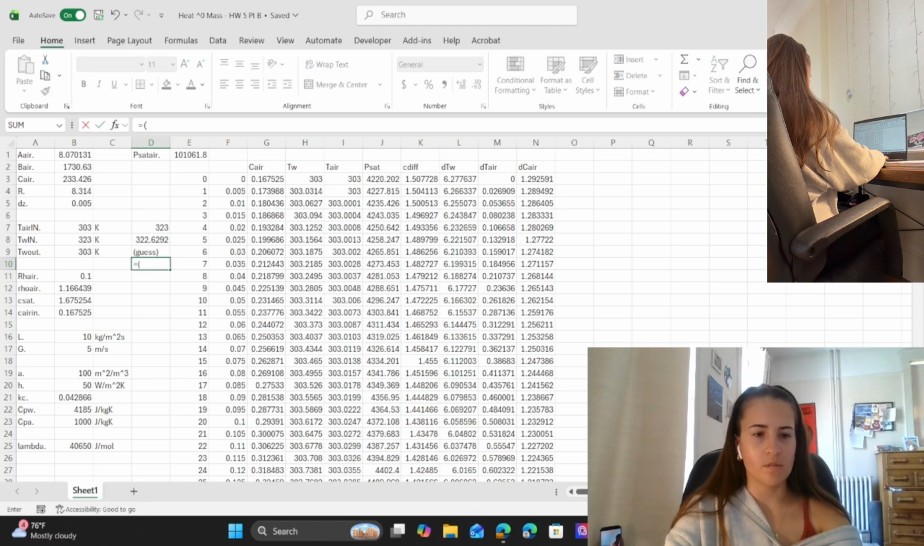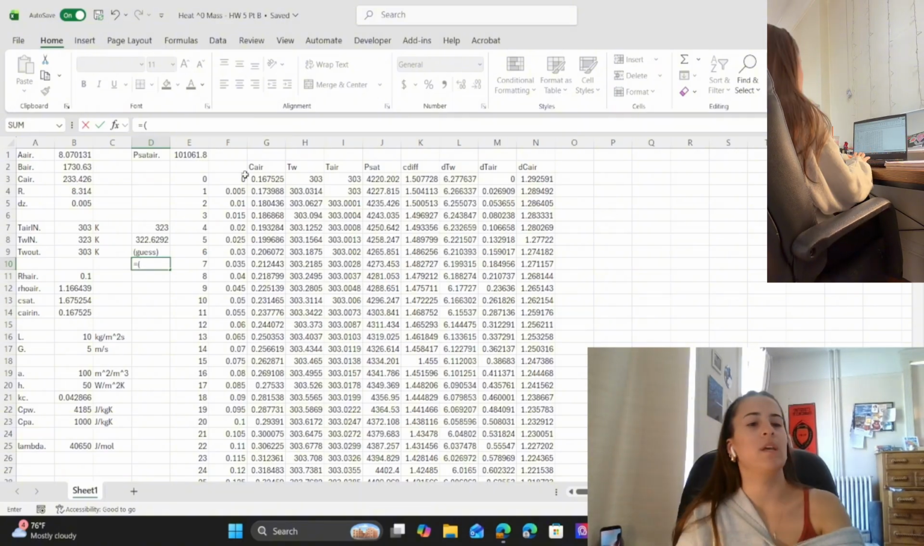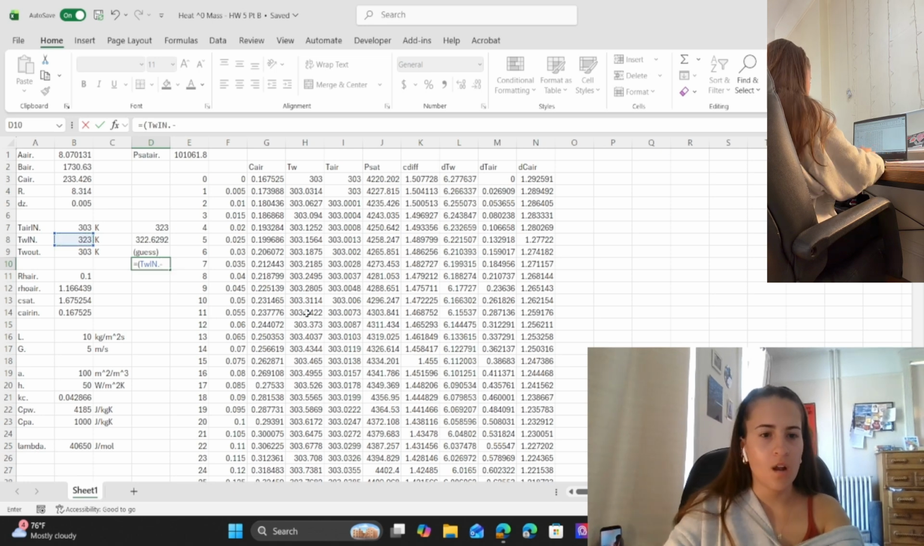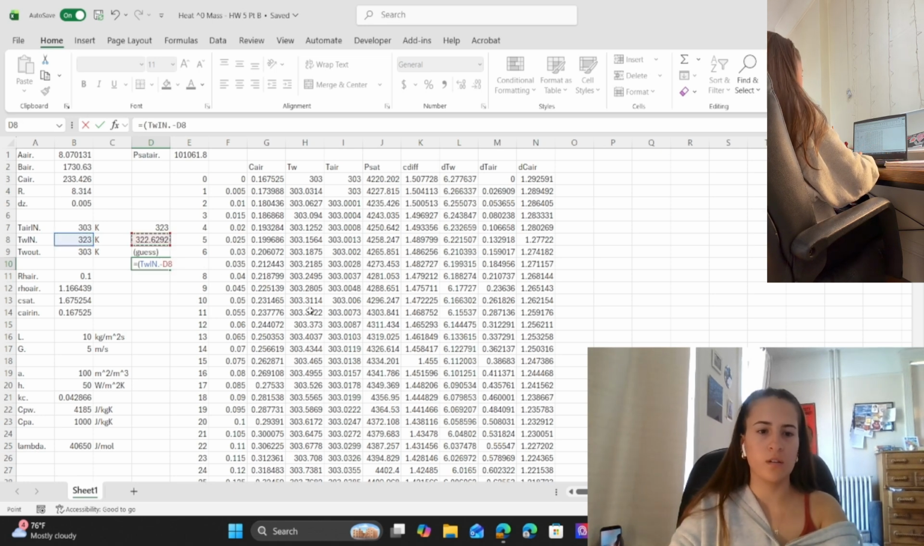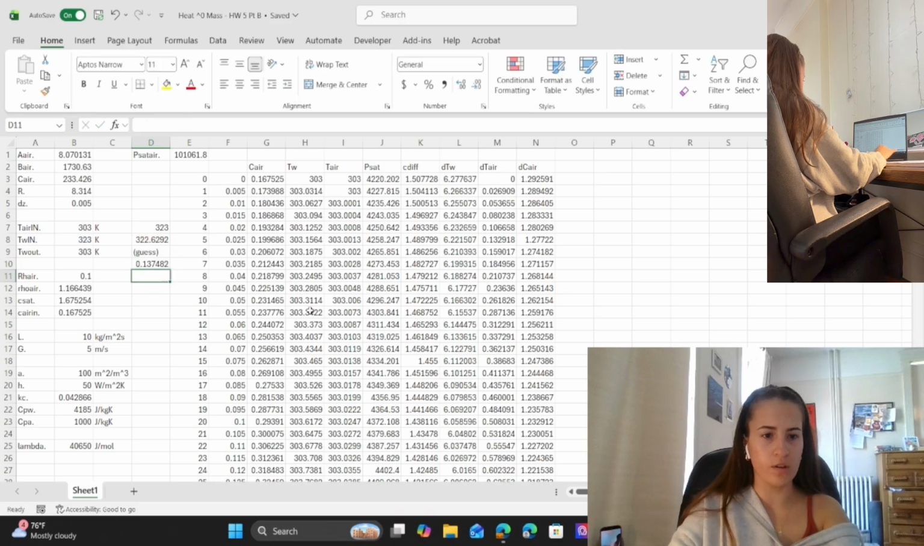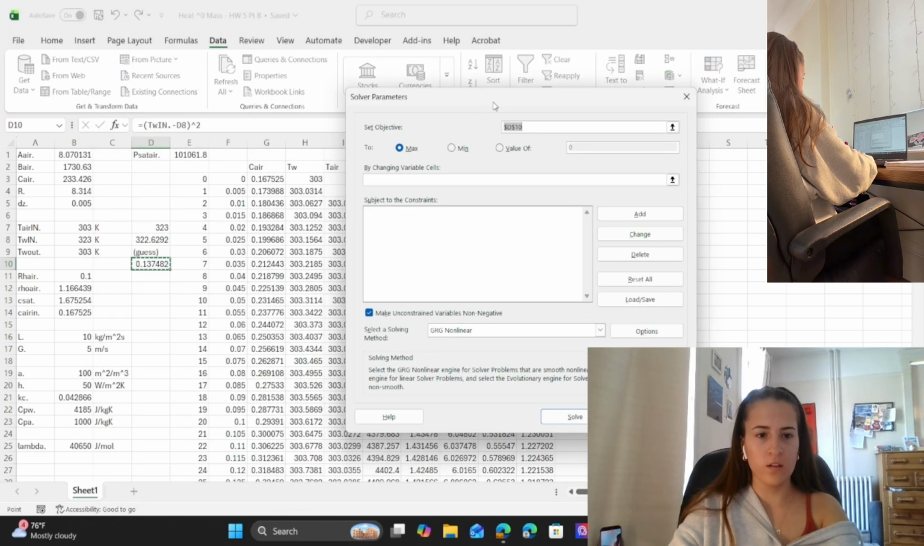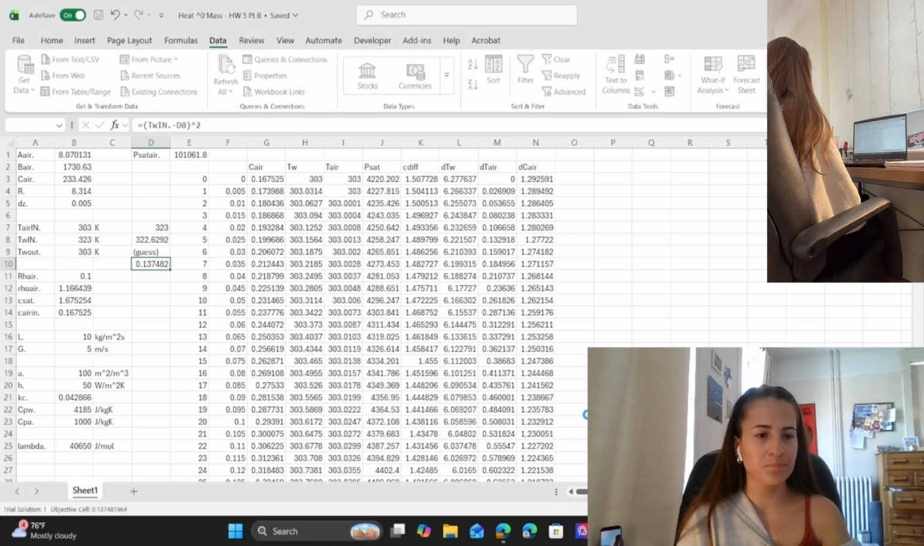So we will do the sum squared value of what we actually want, which is this 323, or here, same thing, and then what we actually got, and then square this value, and we're going to use Solver in order to minimize this value. So this value we want to minimize, and we're going to change what the temperature going out is. So we can solve.